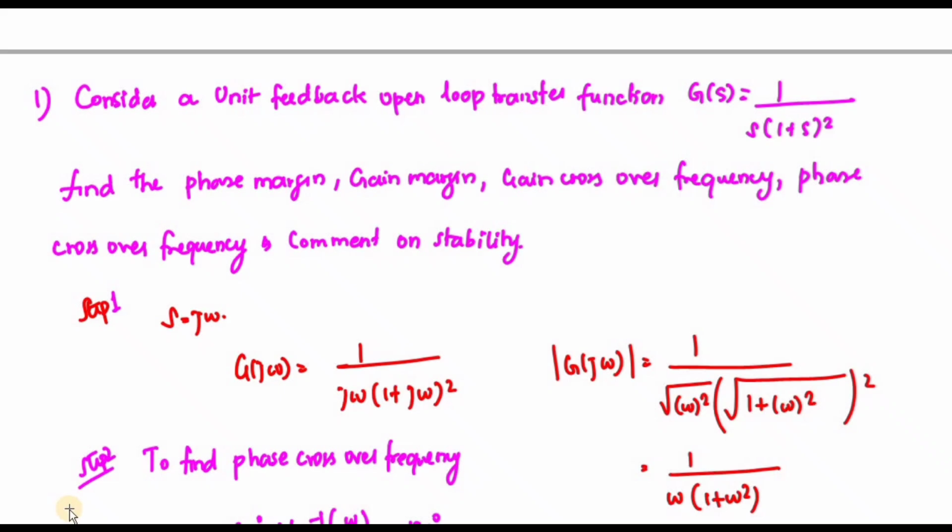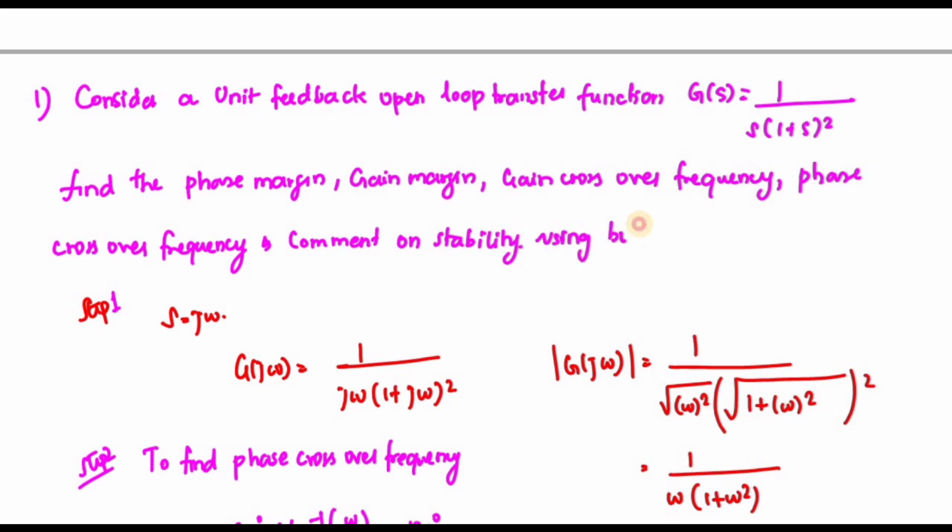So, consider a unity feedback open loop transfer function G(s) = 1 divided by s into (1 + s) the whole square. Find the phase margin, gain margin, gain crossover frequency and phase crossover frequency, and comment on stability using Bode plot.